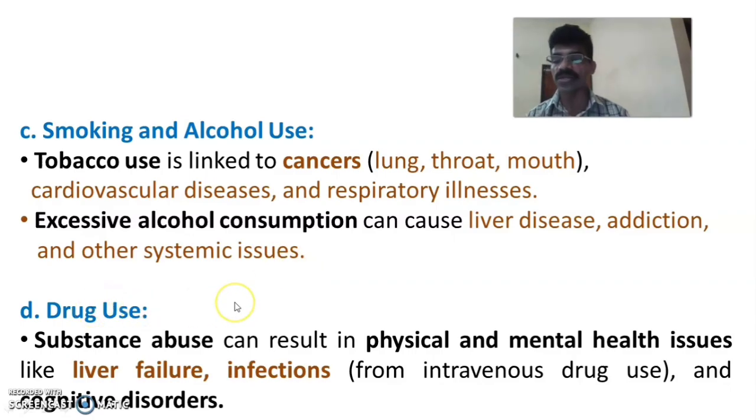Then regarding drug use, various substance abuse can result in both physical and mental health issues. Examples of physical issues are liver failure and various infections, even from using drugs with a syringe, that is, from intravenous drug use by drug addicts, and also cognitive or mental disorders. So both mental and physical problems could happen due to various substance abuse.